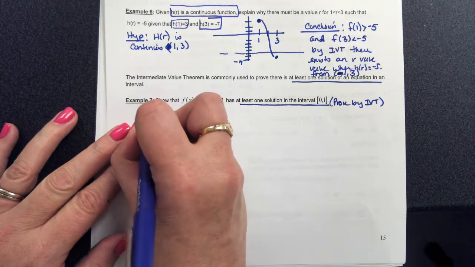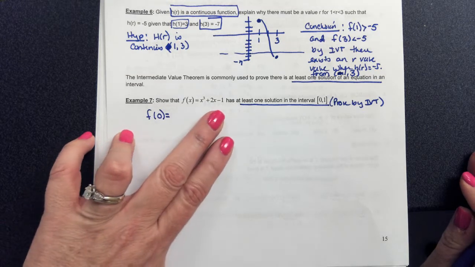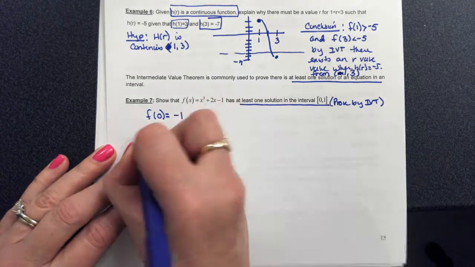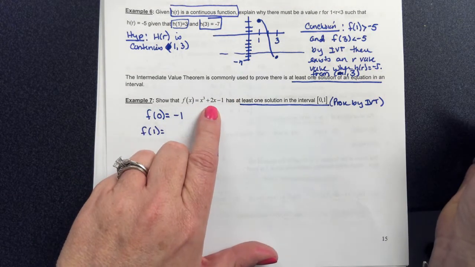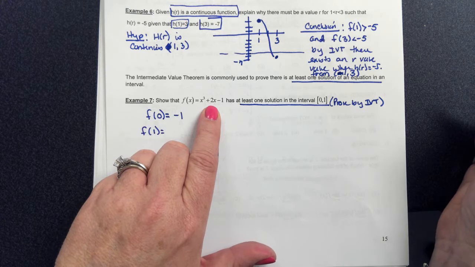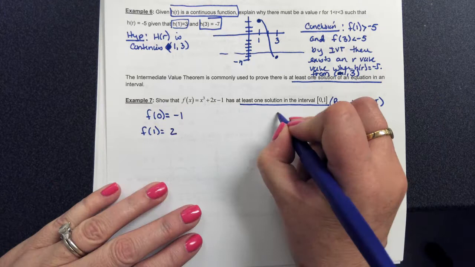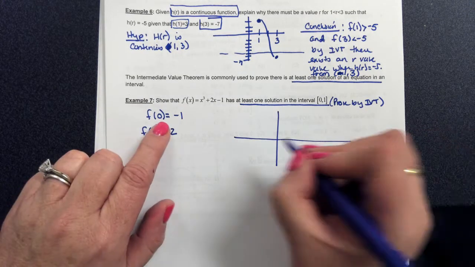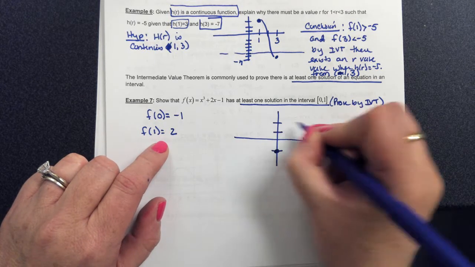So all you need to do is find f of 0. And what is f of 0 going to be equal to? F of 0 is what? Negative 1. F of 1 is equal to what? What is f of 1? 1 plus 2 is 3. 3 minus 1 is 2. So now think about what's happening graphically. We know f of 0 is negative 1. F of 1 is 2.